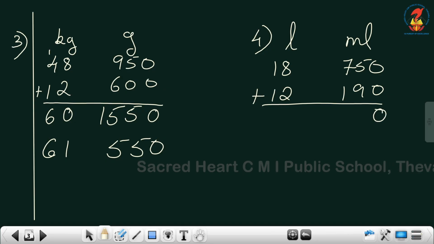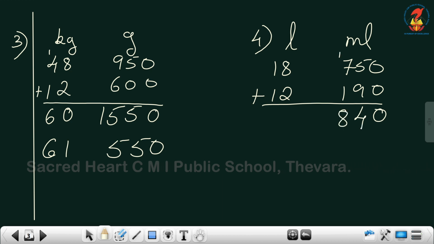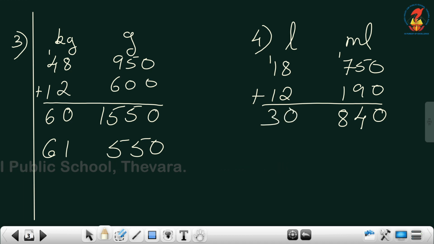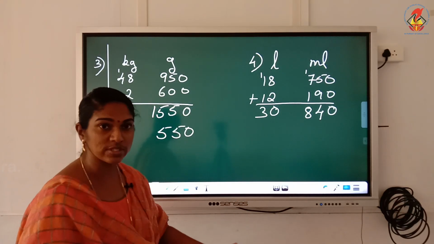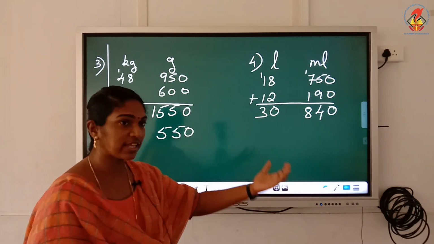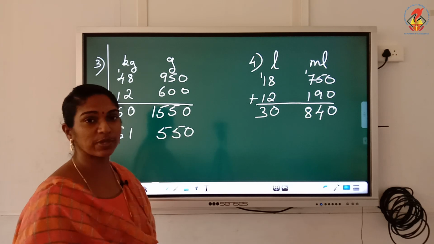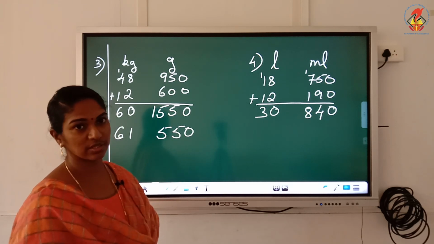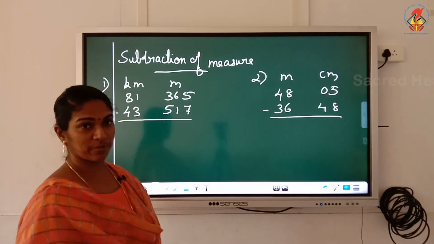0, 5 plus 9, you get 14, carry 1, you get 840. This is less than 1000, so we don't have to do anything over here. Add this, you get 30 liter, 840 milliliter. So in these type of questions, if you are getting more than 1000, what you have to do is take that 1000, give it to liters or kilograms and then keep the balance with the smaller unit. Okay. Now we will move on to subtraction of measures.